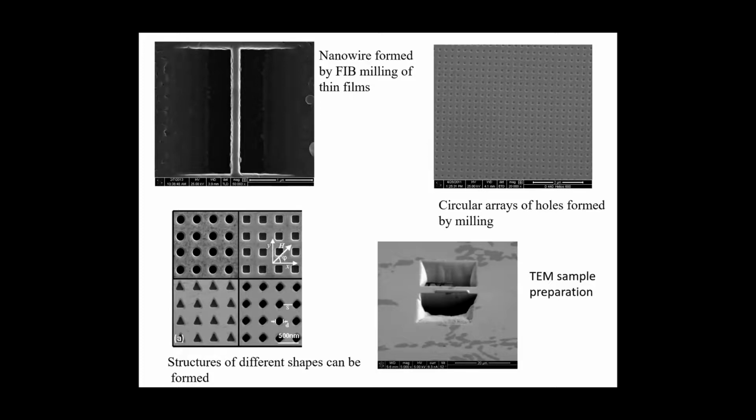I have made some circular arrays of holes formed by milling on copper film. Then different shapes have been made also: circular, squarish, triangular, diamond-type shapes on permalloy. All these works have been done for some magnetic applications. We have also done some TEM sample preparation, which can also be done using this FIB system. So FIB is also used for TEM sample preparation for solid samples.